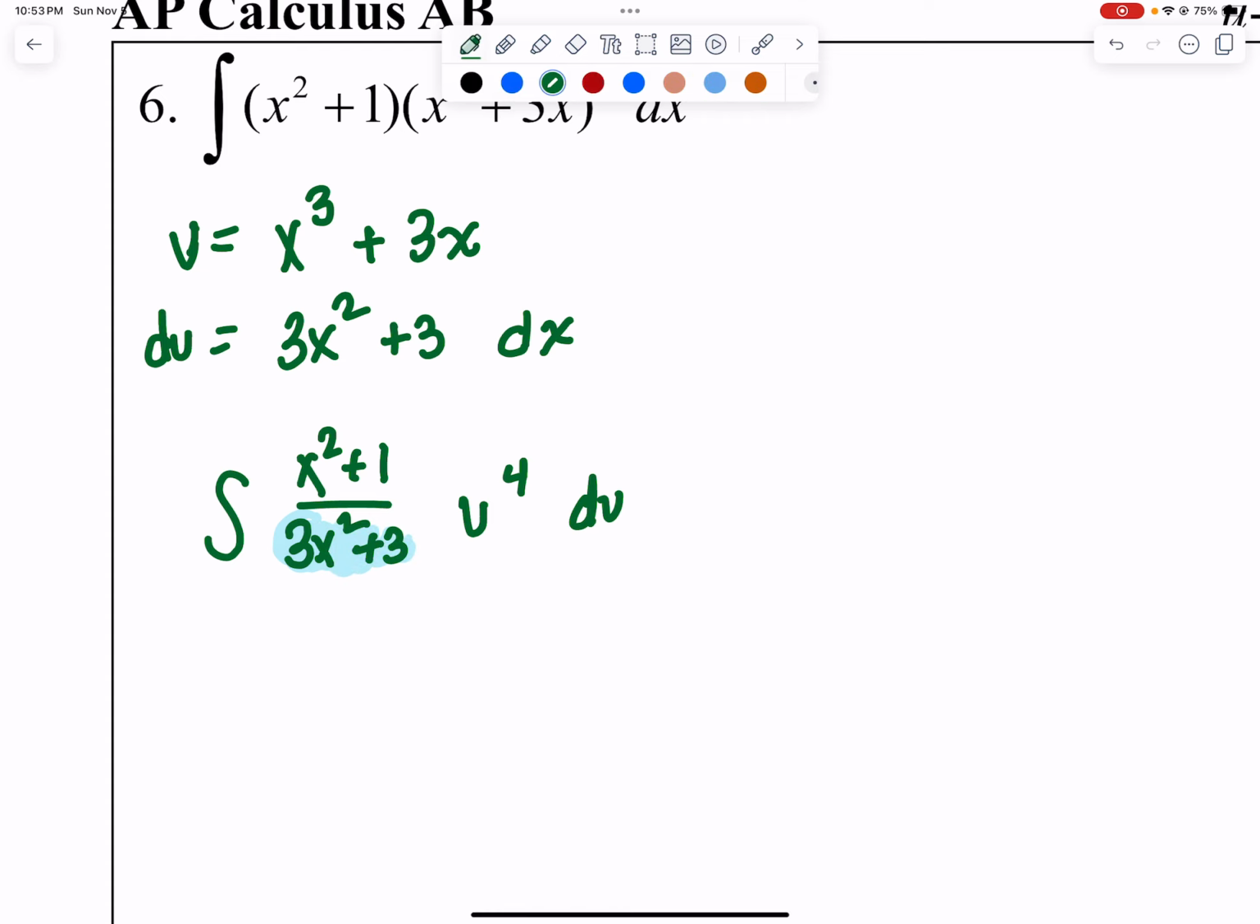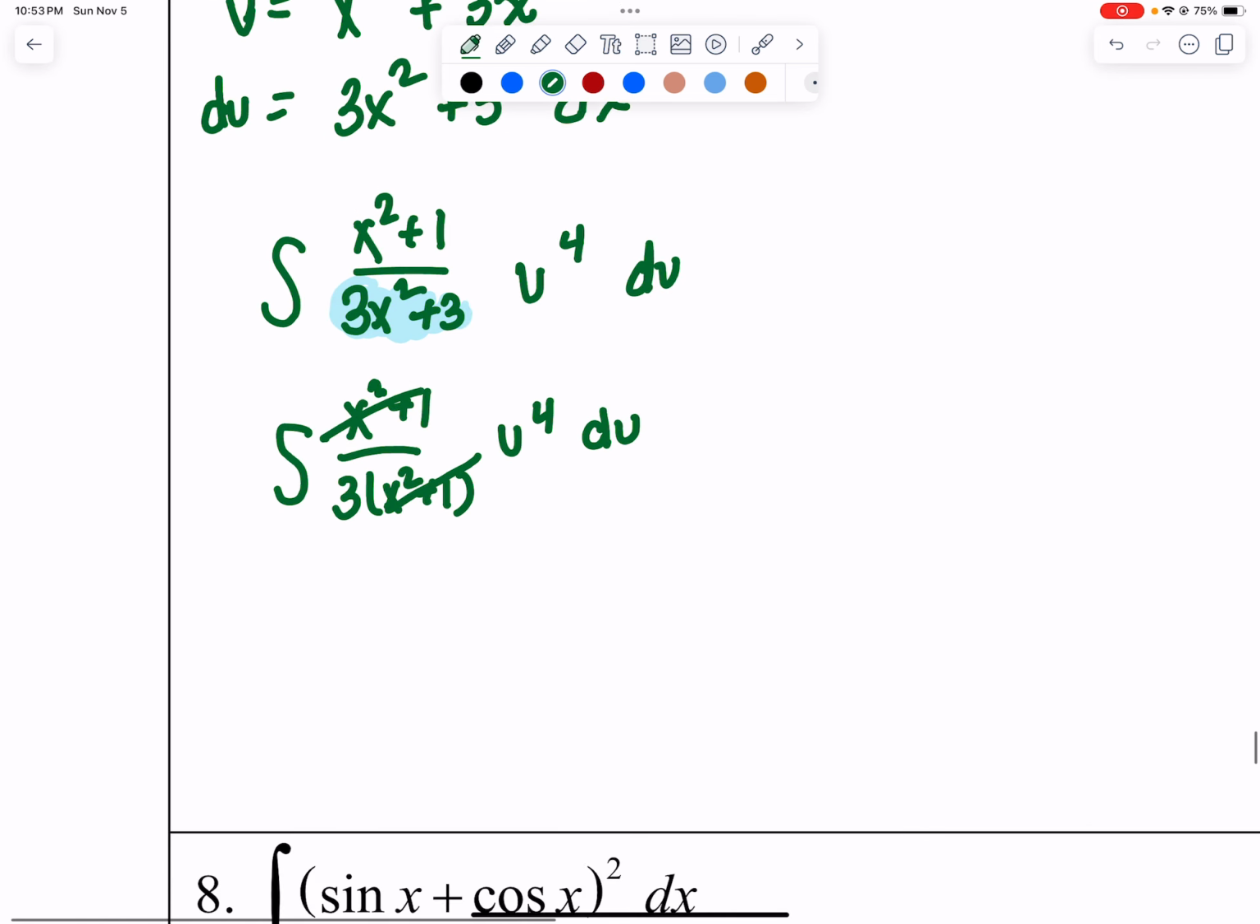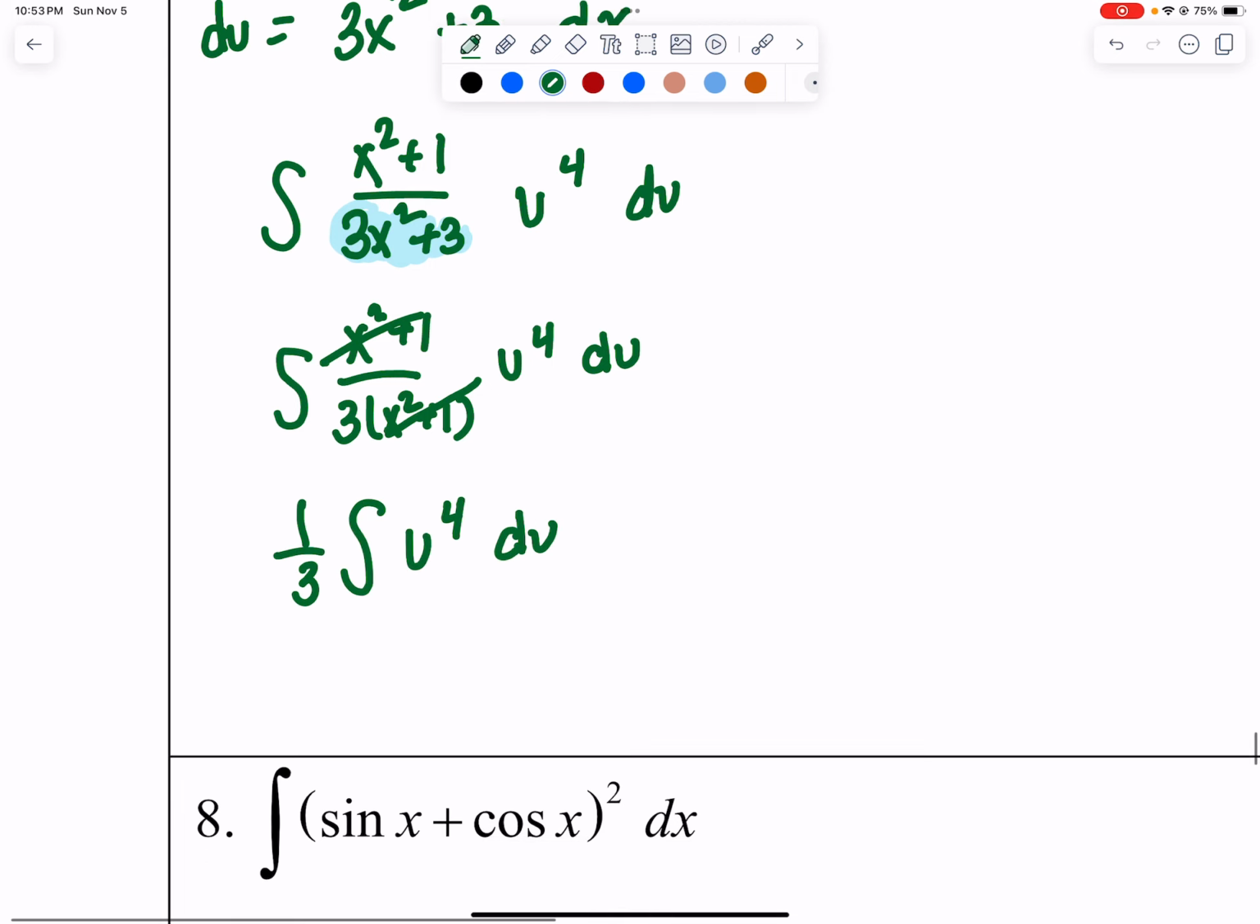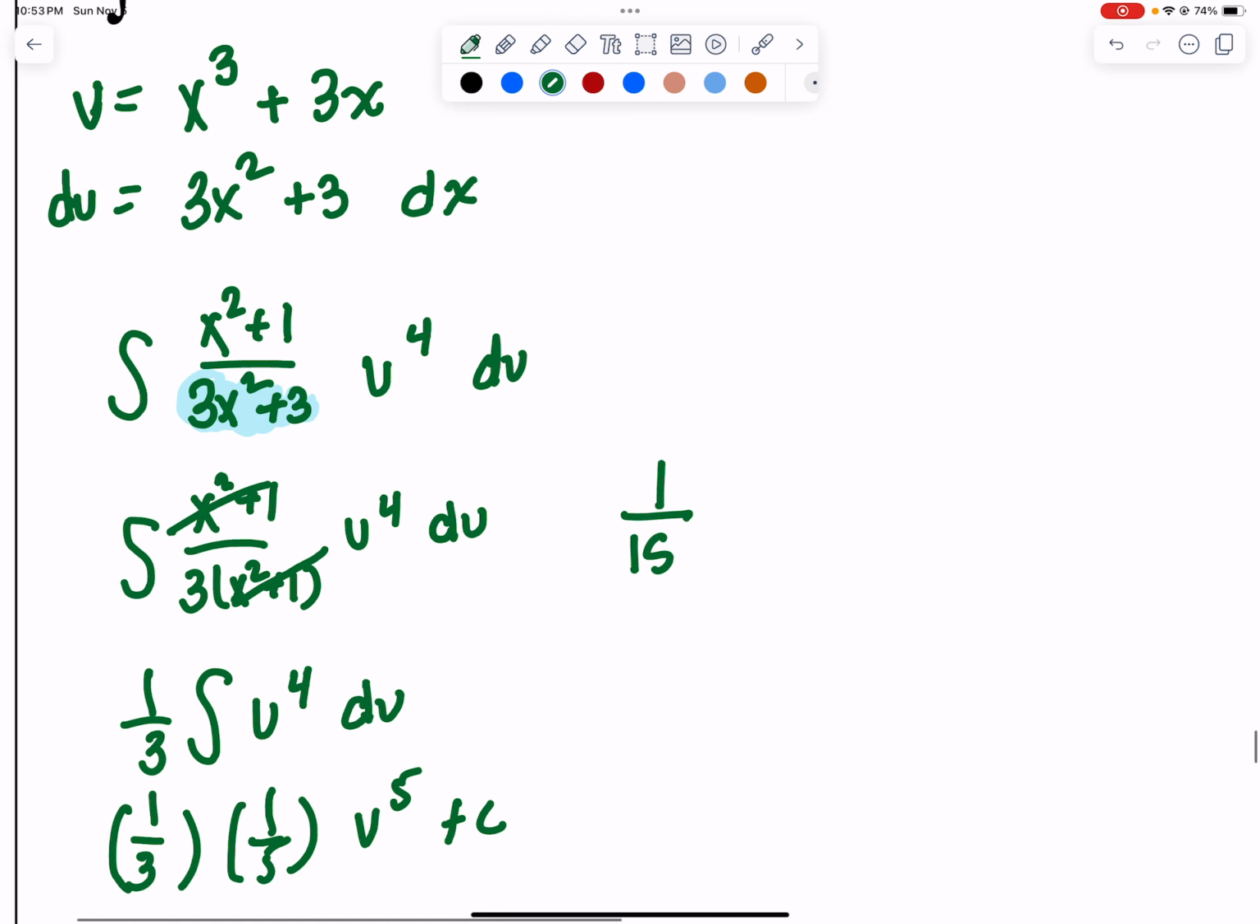I'm going to simplify this a little bit. I could take out a 3. So if I take out a 3, I'm going to get x squared plus 1 over 3 times x squared plus 1, u to the 4th du. I'm going to cancel out the x squared plus 1, so that means I'm left with 1/3, and I'm going to take that out. So I have 1/3 times the integral of u to the 4th du. Integrate that using the power rule, so I'm going to have 1/3 times 1/5 u to the 5th plus c. That's going to give us 1/15 times x cubed plus 3x to the 5th power plus c as my final answer.